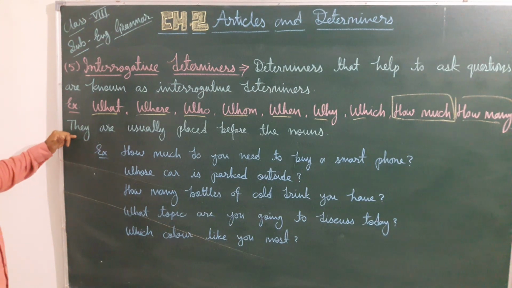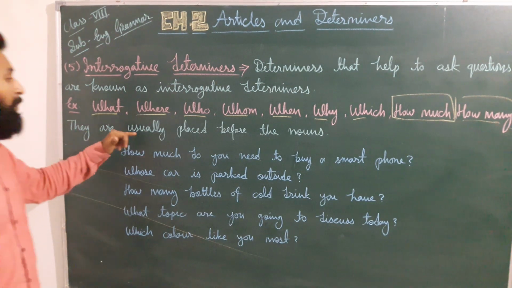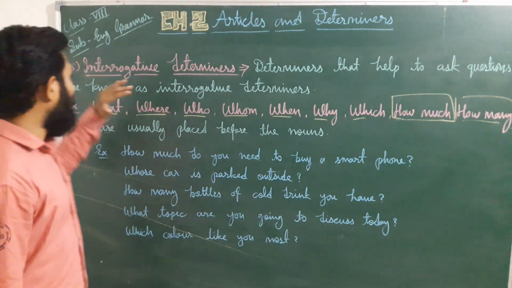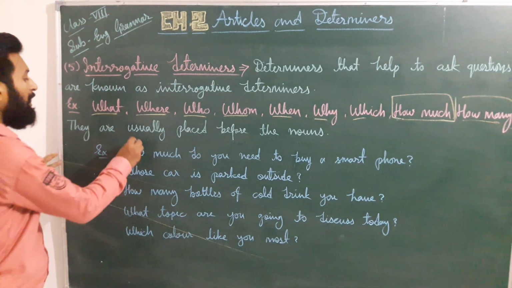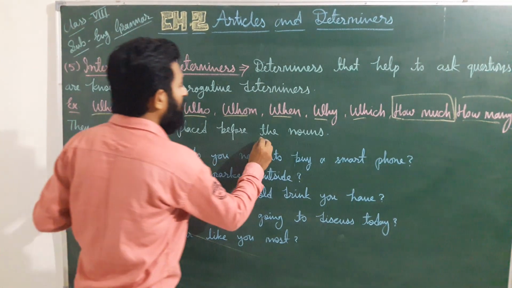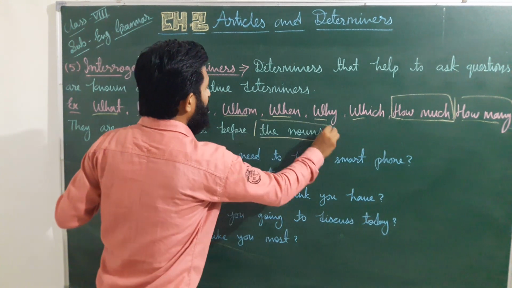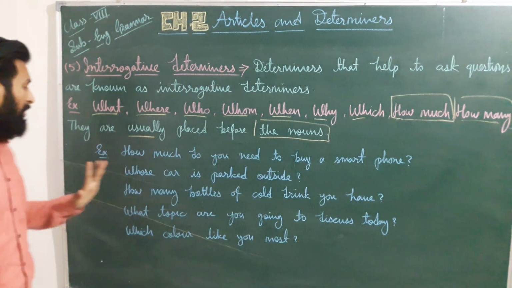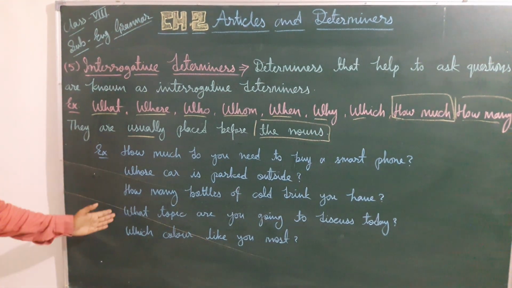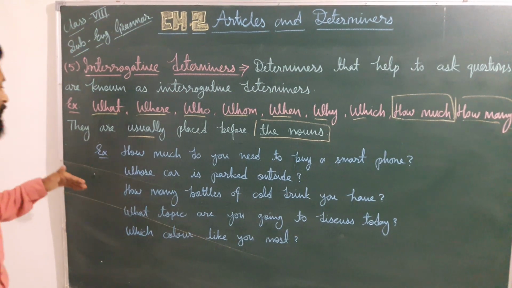And one more piece of information about them: they are usually placed before the nouns. Interrogative determiners are always placed before the nouns. In every case they are placed before the nouns only. For that I wrote 4 to 5 examples here.